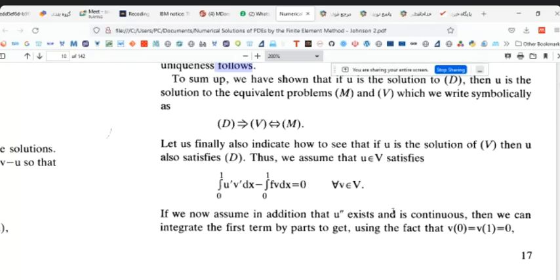Any questions about these three different problems here?